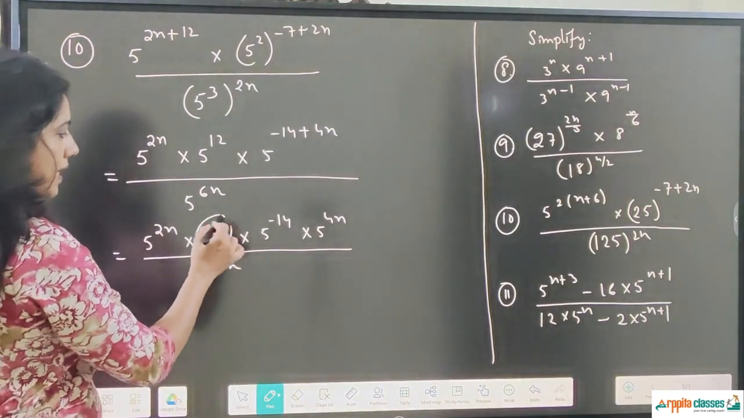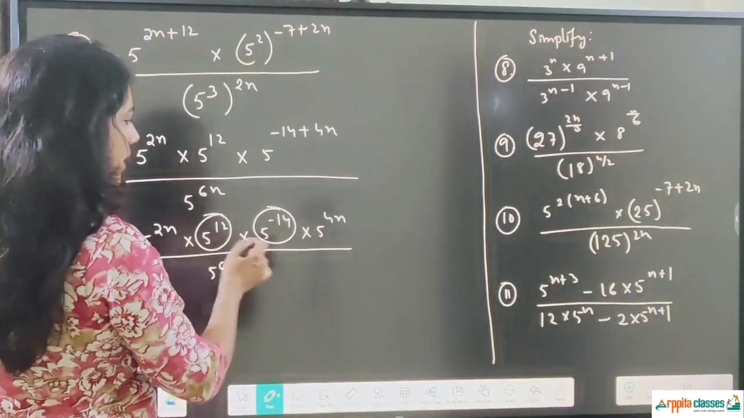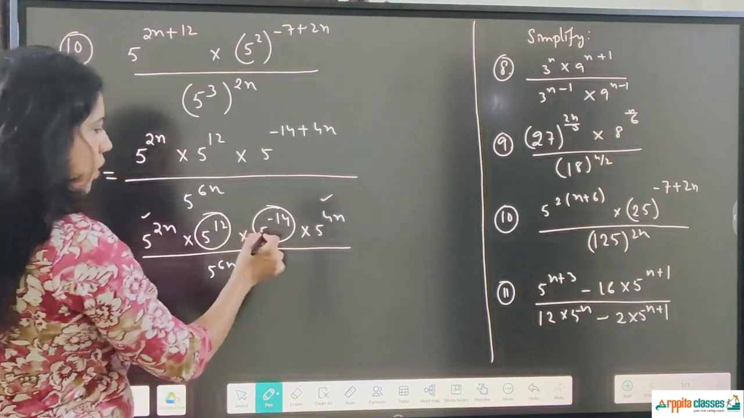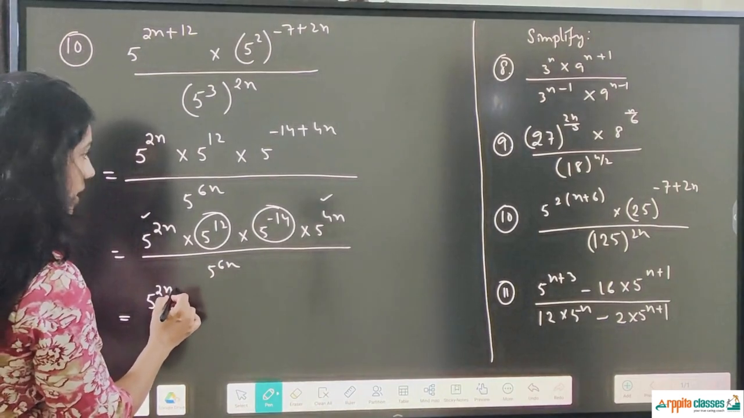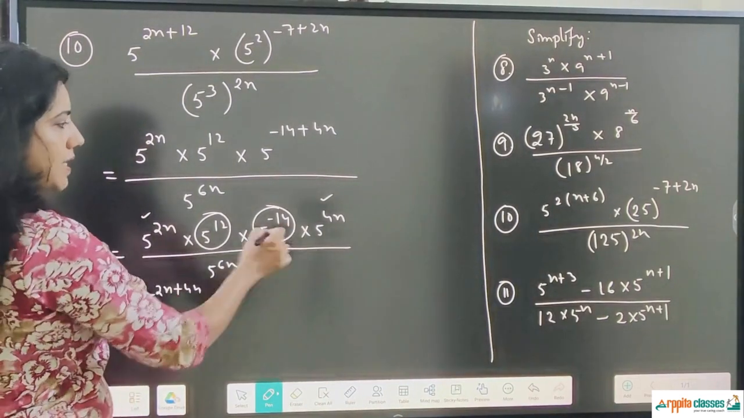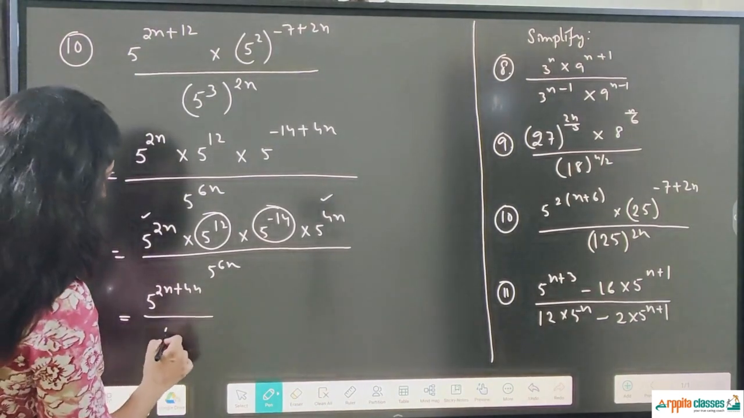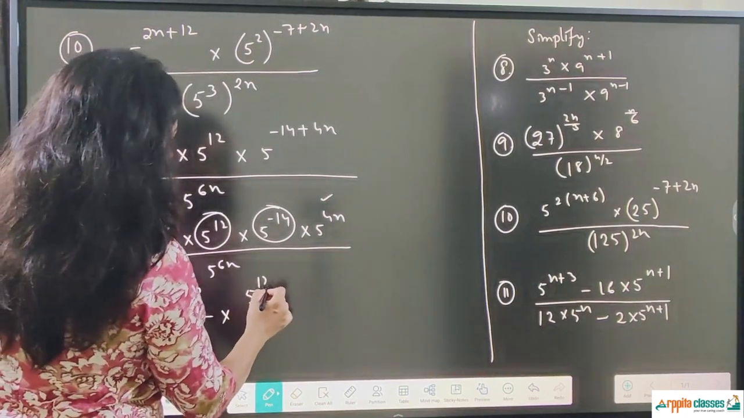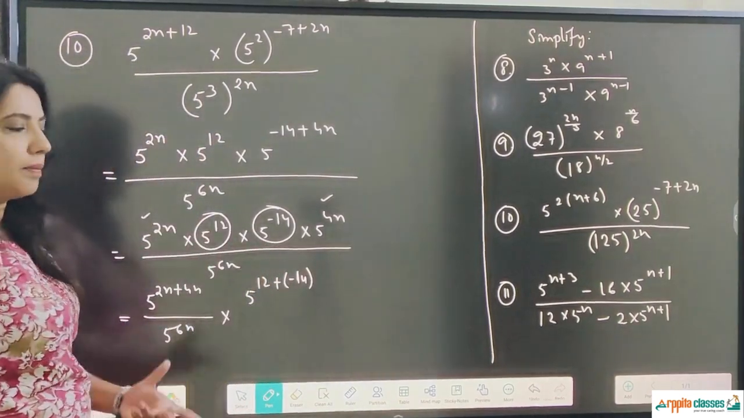Now this and this I can take together. All of the bases are the same. We can actually take everything together and process it, but I am taking the n quantities together and the constant terms together. So I am taking this as 5 to the power 2n plus 4n, because bases are the same, powers we can add, and this divided by 5 to the power 6n, into here I am taking 5 to the power 12 plus minus 14. Again the bases are the same, 5, so we can add the powers.